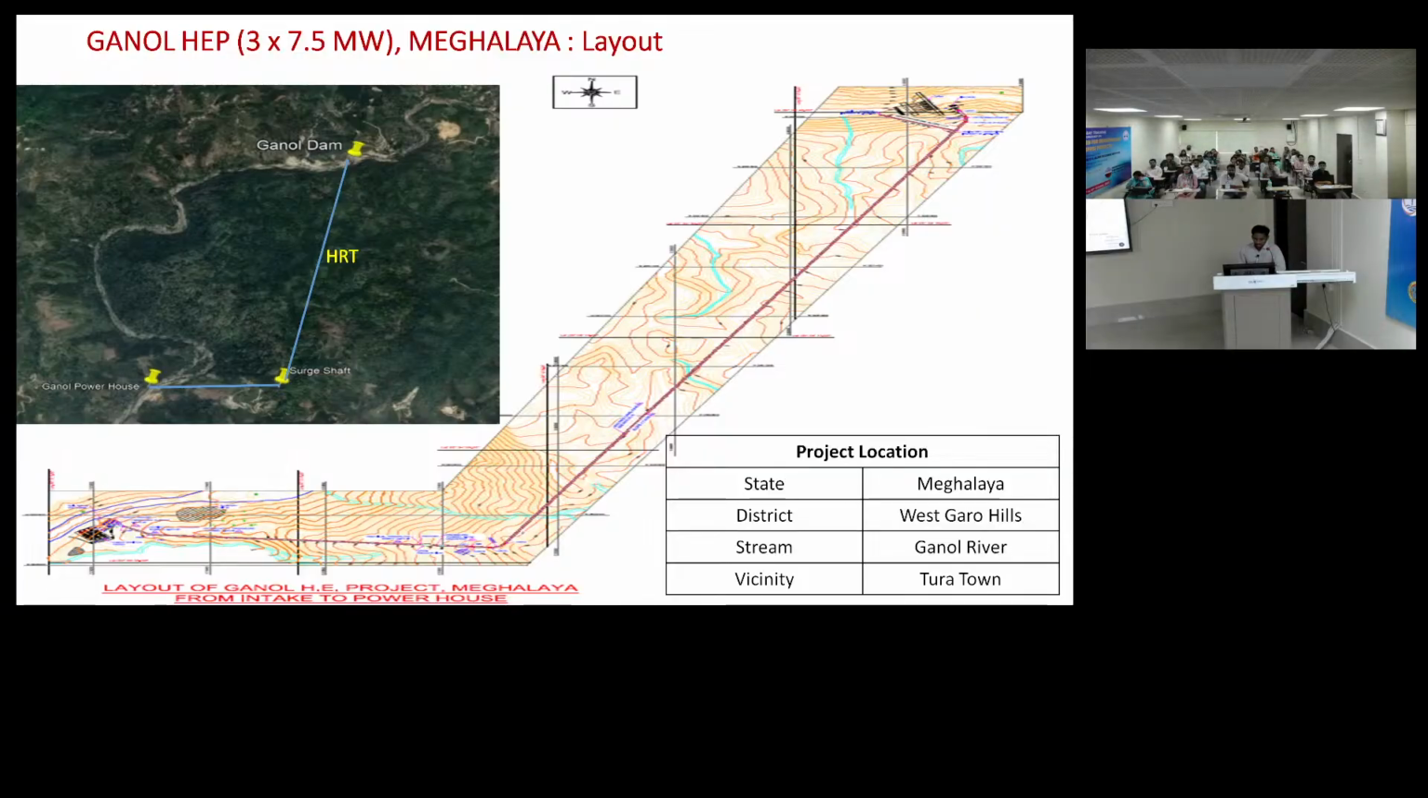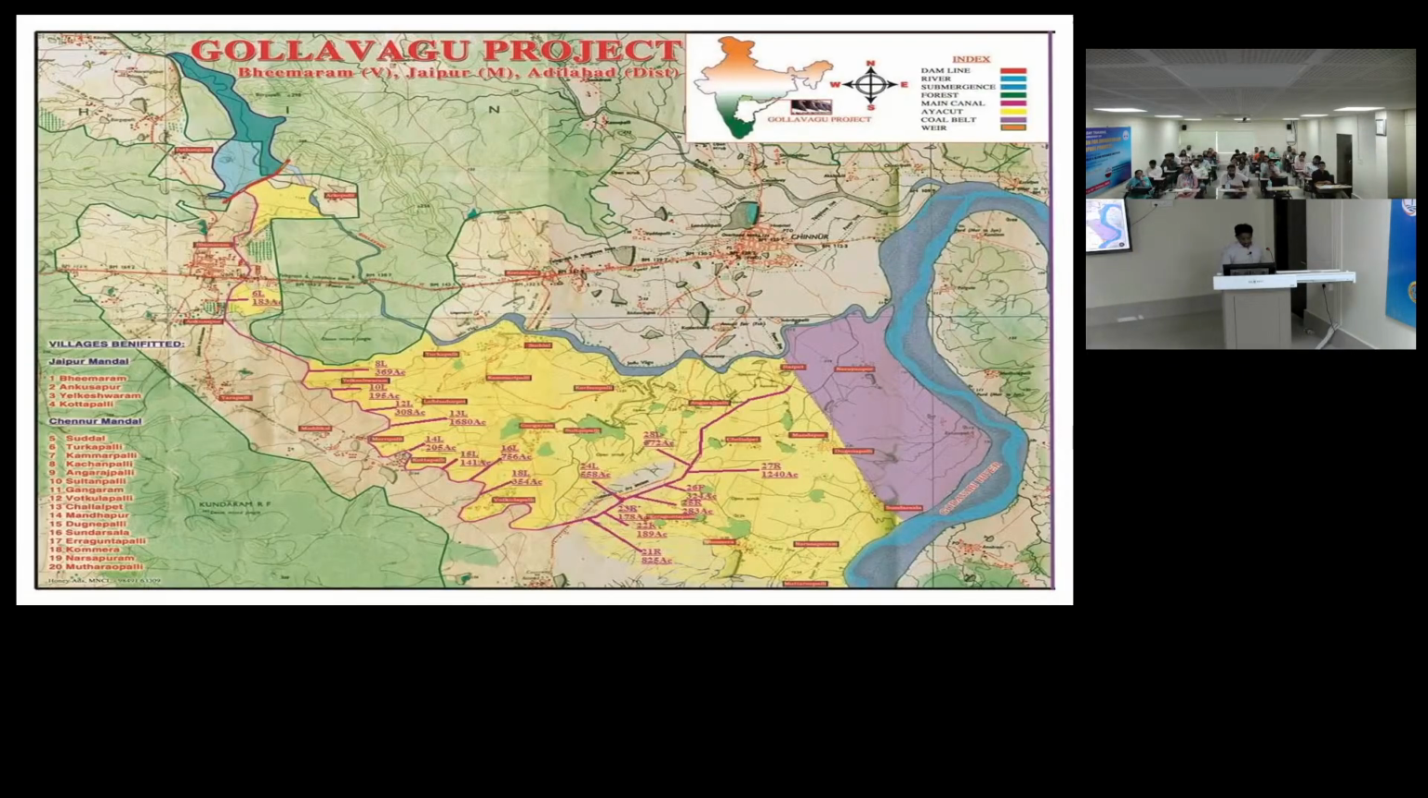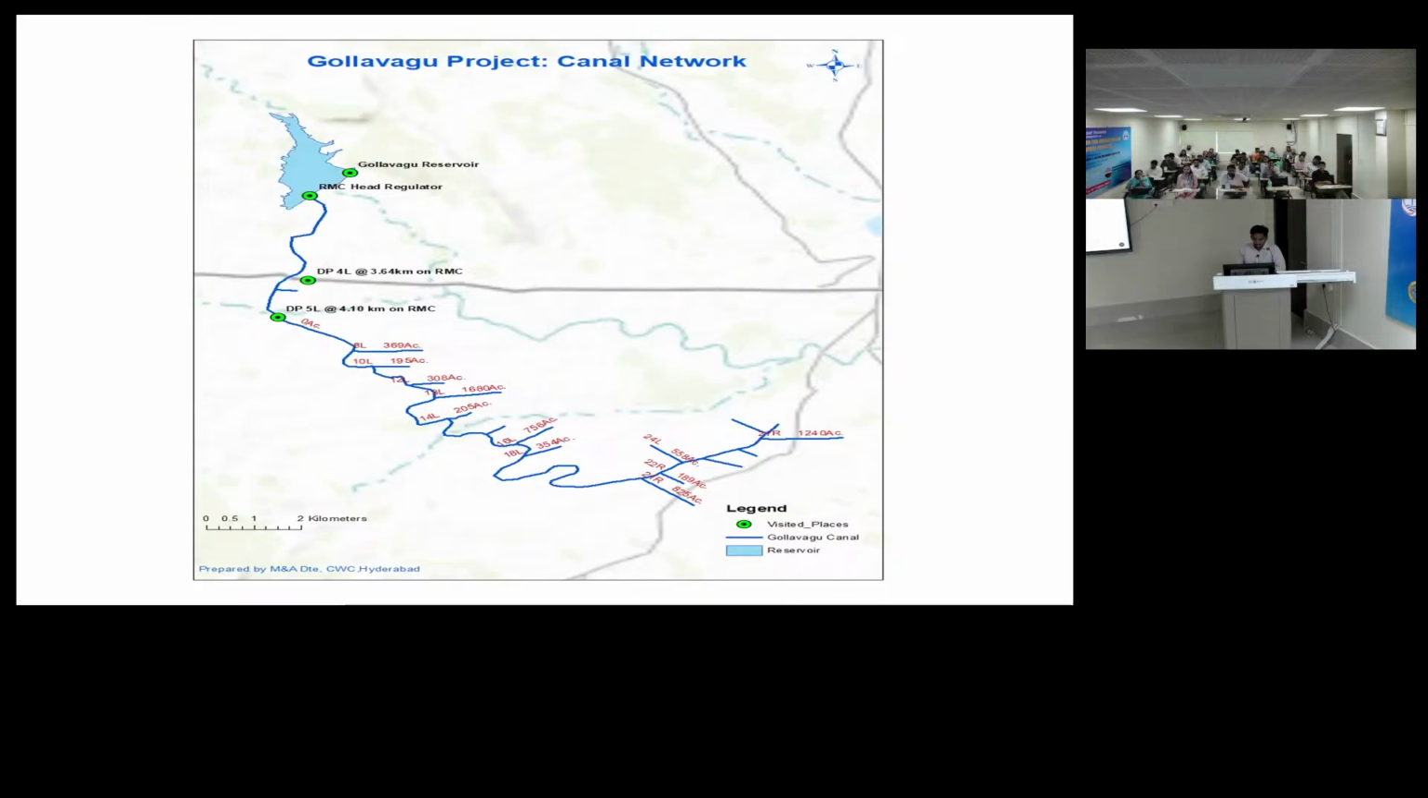So this is one simple layout of a hydro project. In a hydro project, we will be having dam, we will be having HRT. What is HRT? Headrace tunnel. So headrace tunnel, then surge shaft, then power house. This is a general layout. This is what you call the network of an irrigation project layout. So that was the hydro project. This is, so we will have dam here, we can have some canals, and we will have some distributaries. So these are the different project layouts.